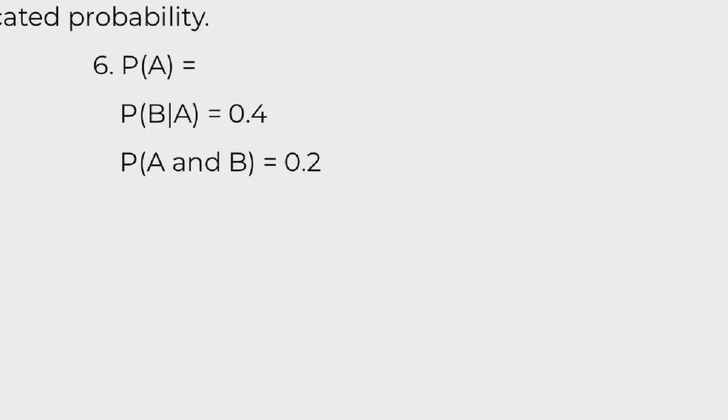Number 6, we're looking for probability of A. We're given that probability of B given A is 0.4 and the probability of A and B is 0.2. So that'll be 0.2 equals probability of A times 0.4. So then to solve for probability of A, we have to divide by 0.4. So we get probability of A is 0.5.